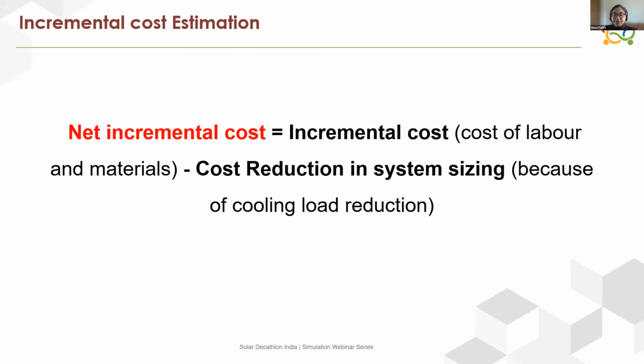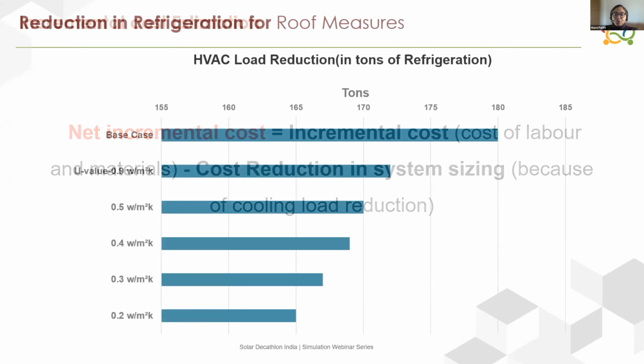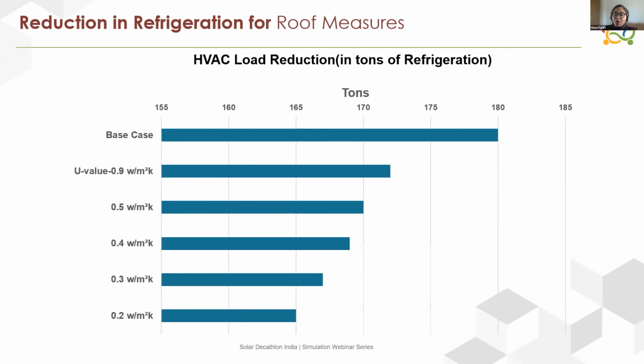So for this, we have a term here. It is called net incremental cost, which is the difference between the incremental cost of the ECM, which includes cost of labor and material, and the cost reduction in HVAC system because of cooling load reduction of that particular ECM. So here is how we account for cooling load reduction and in turn reduction in HVAC system size.